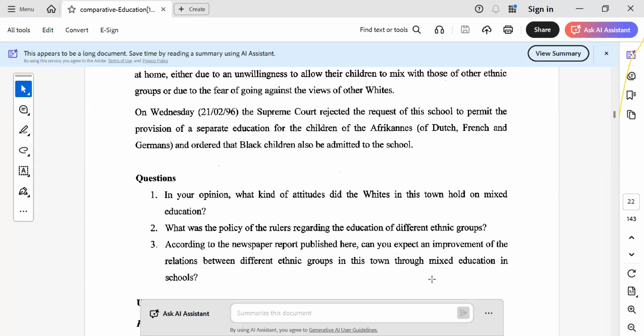That means check your understanding. So the whites have the negative opinion. They don't want to be with the blacks, non-white. Yes. Yes, Disna. Any ideas? Answers?